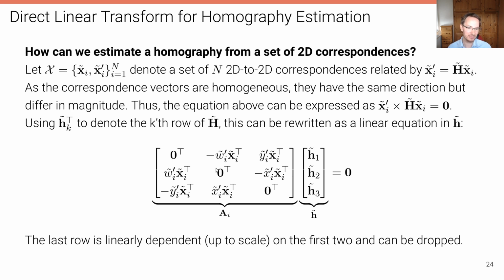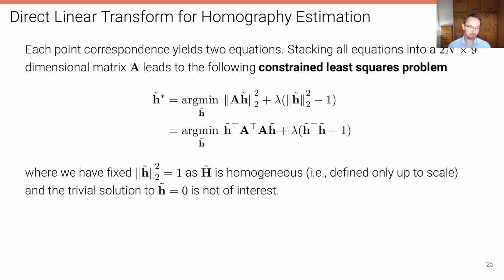these correspondences into a bigger matrix to obtain a determined or overdetermined system that we can use to determine the vector H, that contains the elements of the matrix H. So each point correspondence yields 2 equations, and stacking all these equations into a 2n times 9 matrix, for instance 8 times 9 matrix, A leads to the following constrained least squares system, where we have H star, this is the solution to that system, is the minimizer of this expression with respect to H tilde.